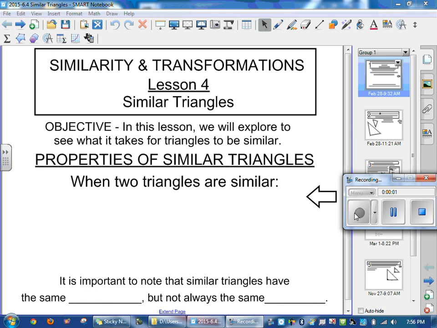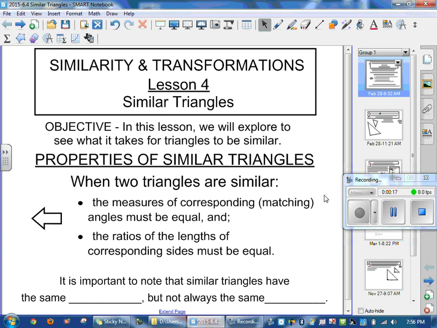Welcome to lesson 4. This is similar triangles. So first of all, we've been talking about scale diagrams, reductions, enlargements, and then similar polygons. Well, similar triangles have very similar features to similar polygons.